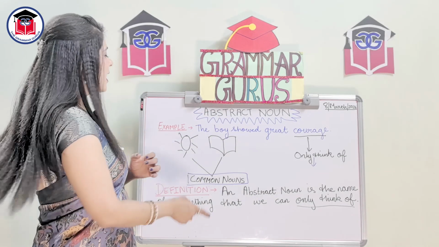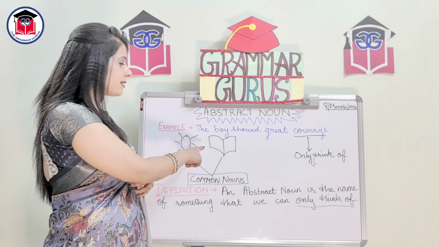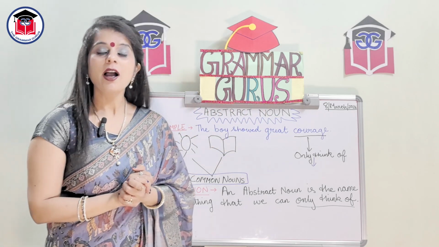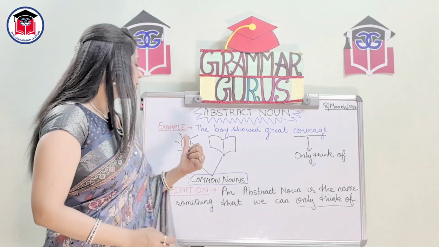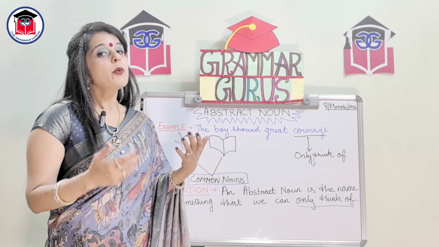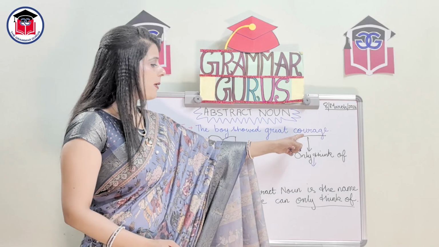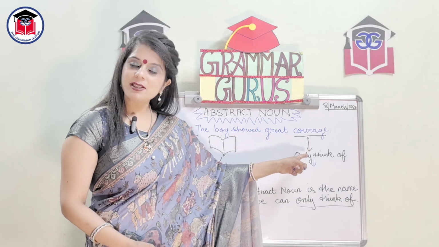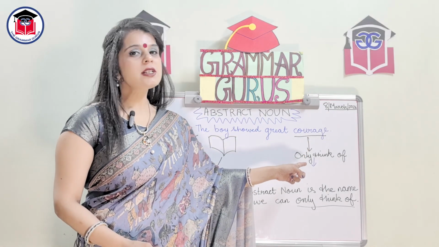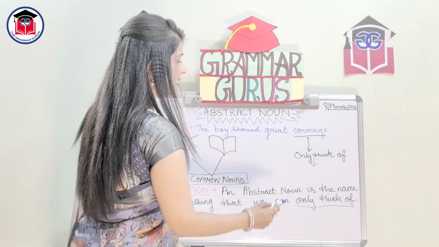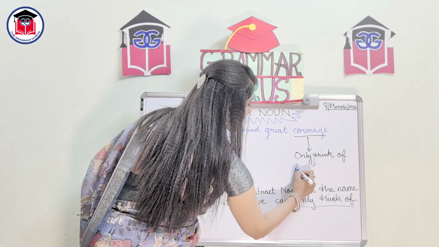To begin with, let us look at the following sentence. The boy showed great courage. Now, think about sun, book. We can see the sun, we can touch a book. But talk about courage. Can we see or touch courage? Obviously not. We can only think of courage. Hence, courage is an abstract noun.